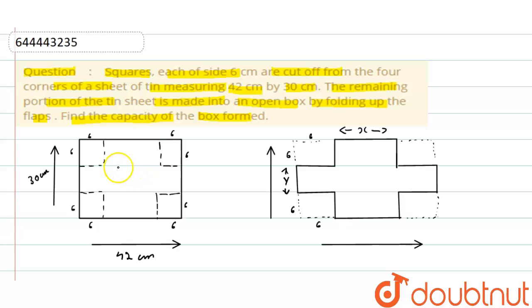So in the question, a sheet is given that is length 42 cm, width 30 cm, and it is saying we have cut a square from corners of the sheet that is of 6 cm. So this is in the figure, we have cut this 6 cm square. Now if you see the next figure, this will be the figure left after cutting all squares from the corners. So now here y is the remaining width and x is the remaining length of this sheet.